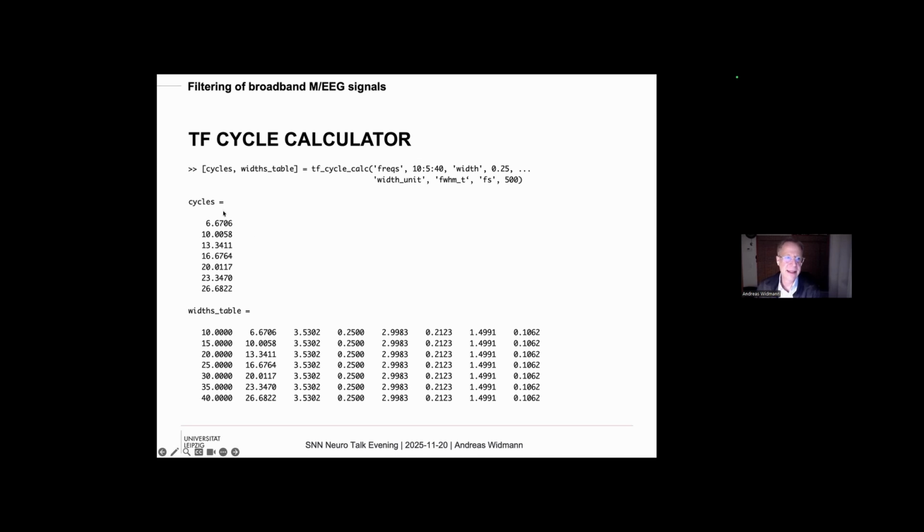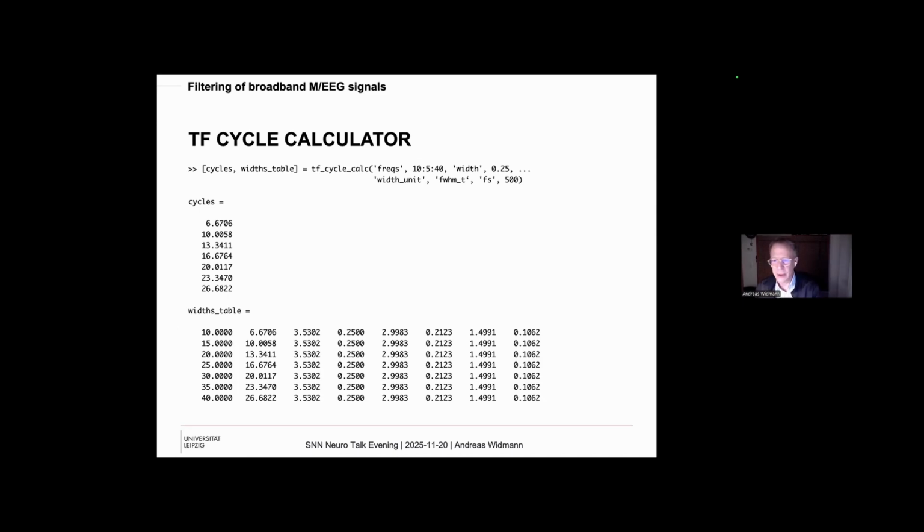And then you get a width table which reports all parameters. So we have first the frequency, second the cycles. That would be what you have put in there. Then we have the full width at half max in the frequency domain, so 3.5 Hertz constant in that example.